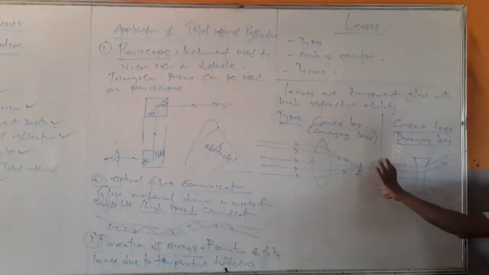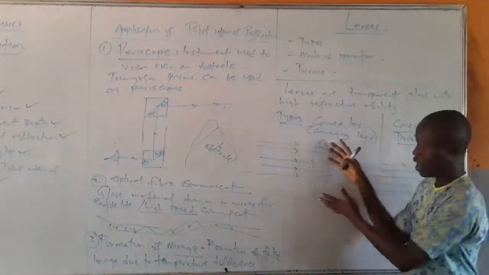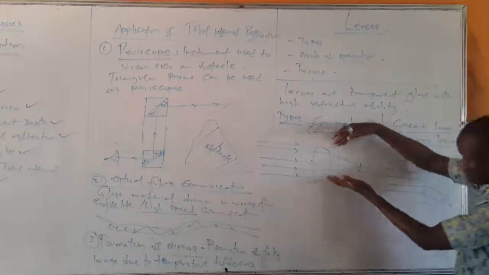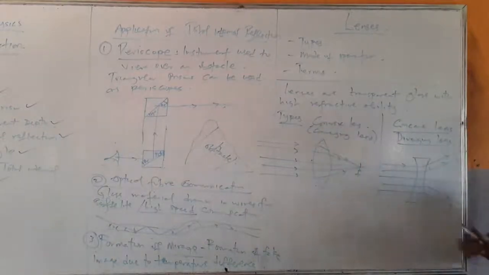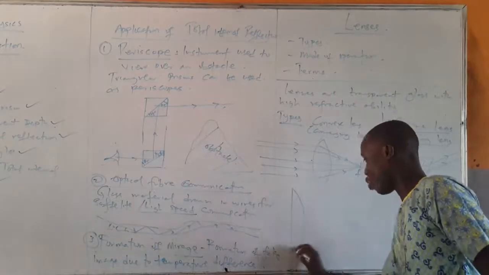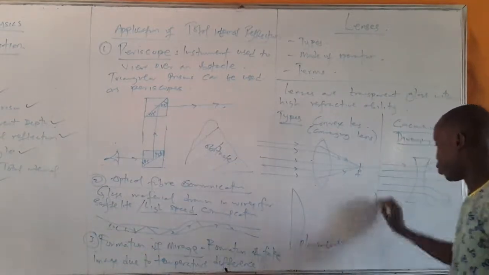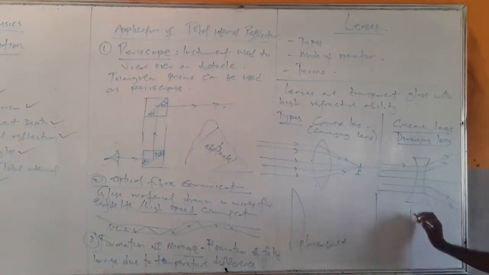Any ray of light that hits the lens will refract by what? By diverging. But here, any ray of light that hits the lens will refract by what? By converging. Of course, we have so many other types of convex lens. We have the plano-convex lens. This is plano-convex, and we also have the plano-concave lens. This is plano-concave.